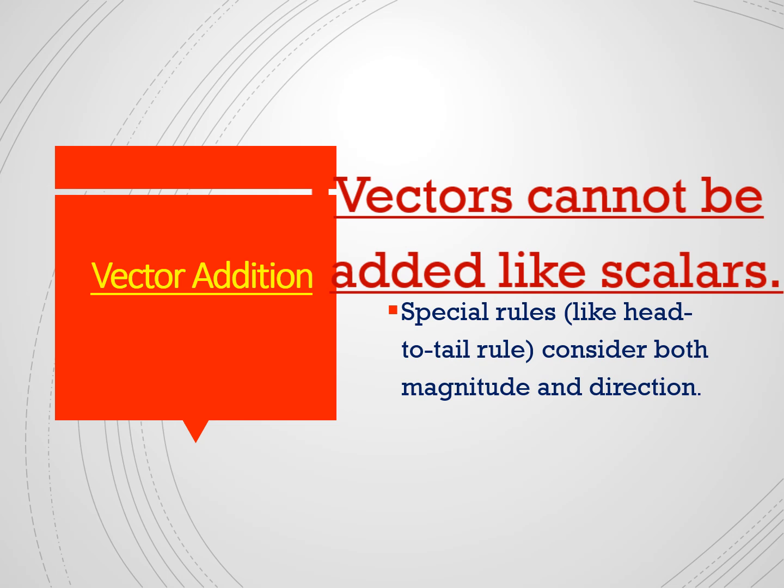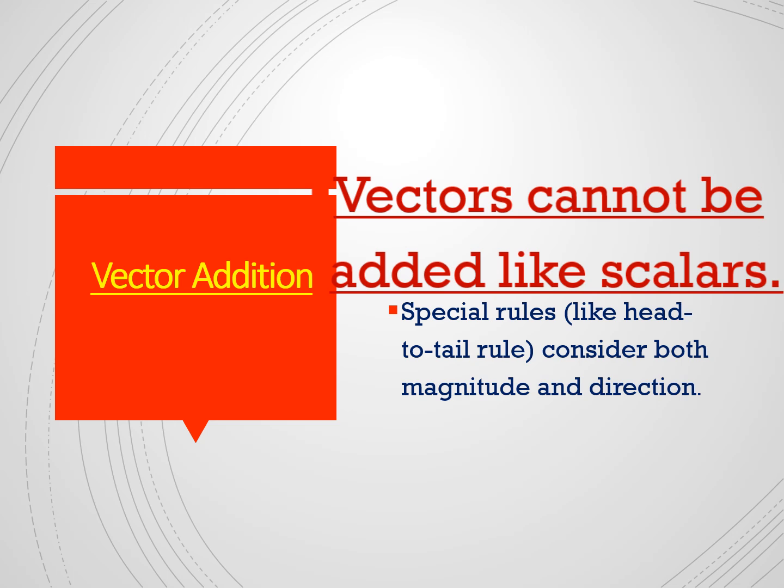The arithmetic rules are only applied on the magnitudes. What will happen with the directions? Since vectors have a direction, therefore vectors cannot be added like scalars. So we have designed some special rules like head to tail rule for the addition of vectors, which consider both magnitude and direction.